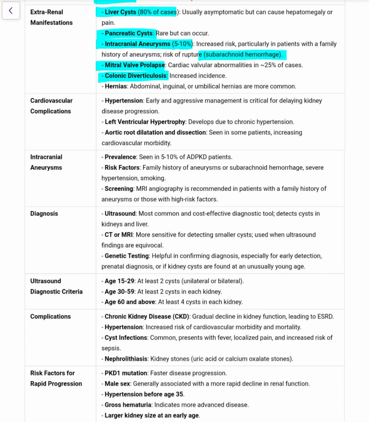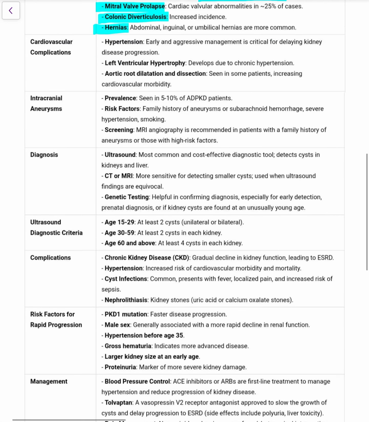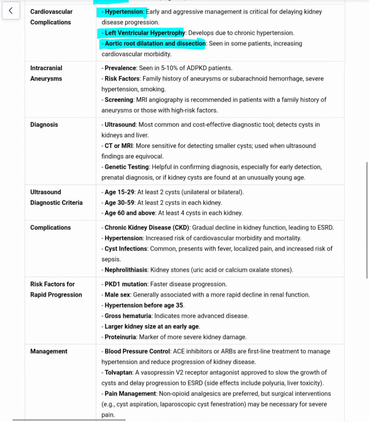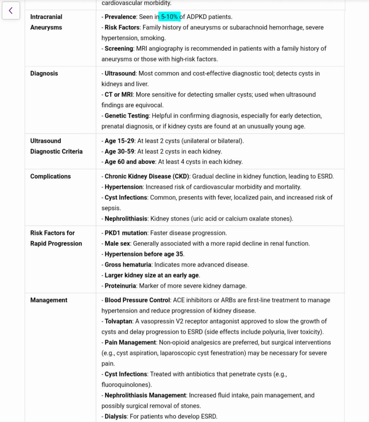Colonic diverticulosis and hernias. Cardiovascular complications like hypertension, left ventricular hypertrophy because of chronic hypertension, aortic root dilatation, and dissection. It is seen in some patients, but it increases the morbidity. Intracranial aneurysm, as I said, 5 to 10% of patients will have. Risk factors are family history, smoking, and chronic severe hypertension. So screening has to be done, especially for those patients who have a family history and risk factors like smoking and chronic uncontrolled hypertension.